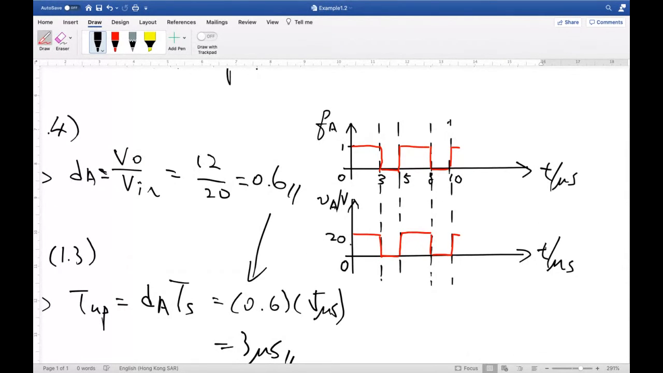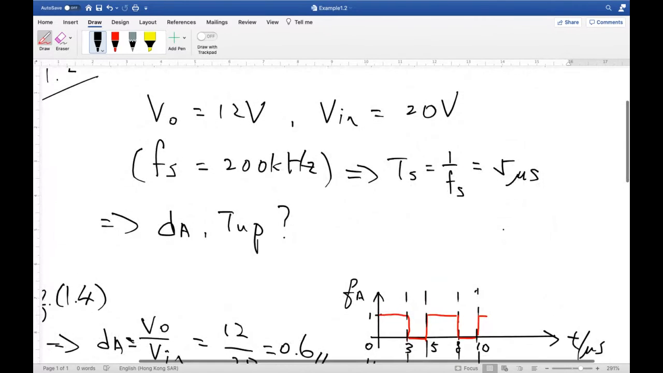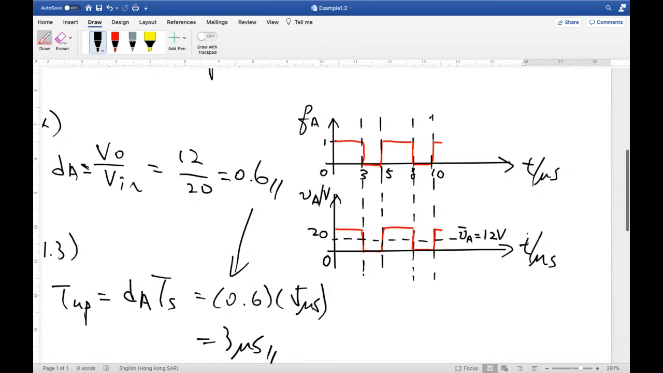So we need to draw the dashed line to represent the average value. And the average value, according to the topology, should be equal to V naught. And V naught is equal to 12 volt. So 12 volt. So that's it. This is our solution.